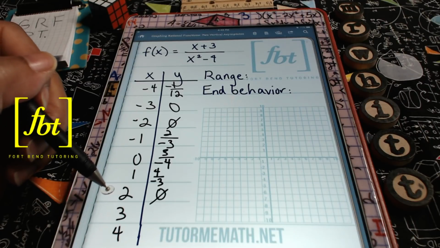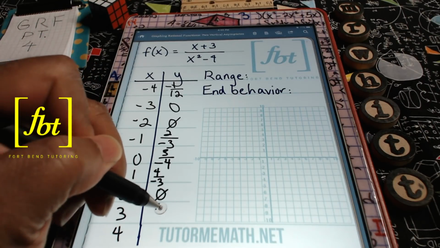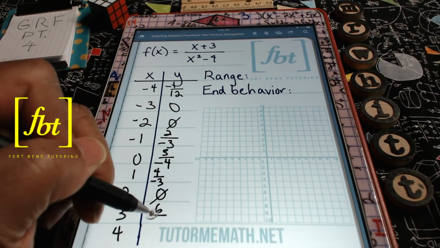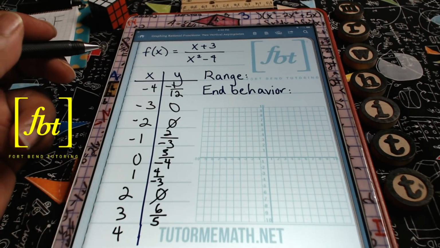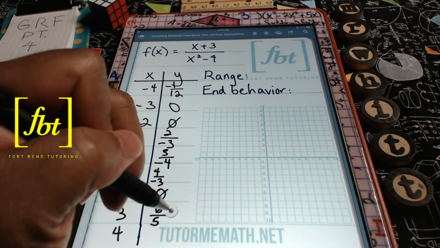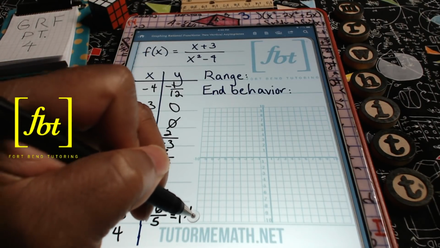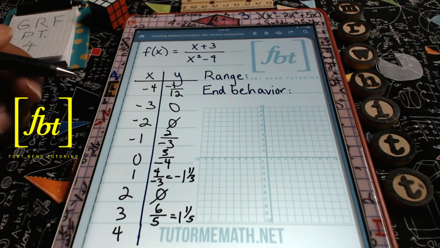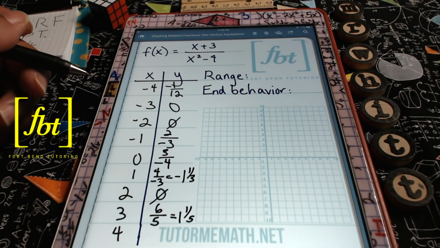Next, we'll be plugging in 3. 3 plus 3 is 6 in the numerator, and in the denominator you'll have 9 minus 4, which is going to give you 5. So you'll have 6/5, and because I hate improper fractions, let's write this as 1 1/5. And we'll write this one as -1 1/3, because I prefer to graph a mixed number than an improper one when I'm graphing.